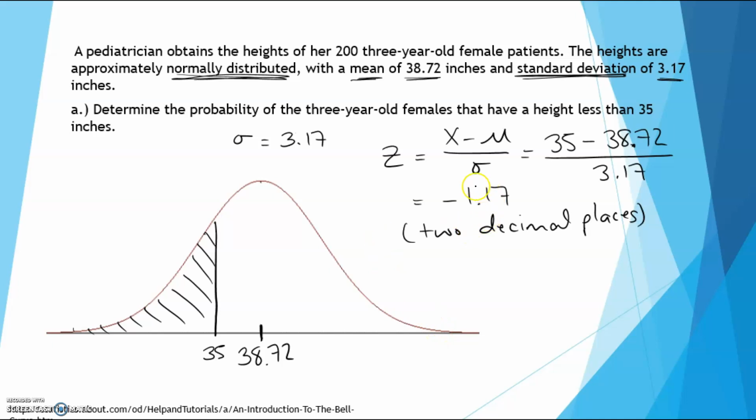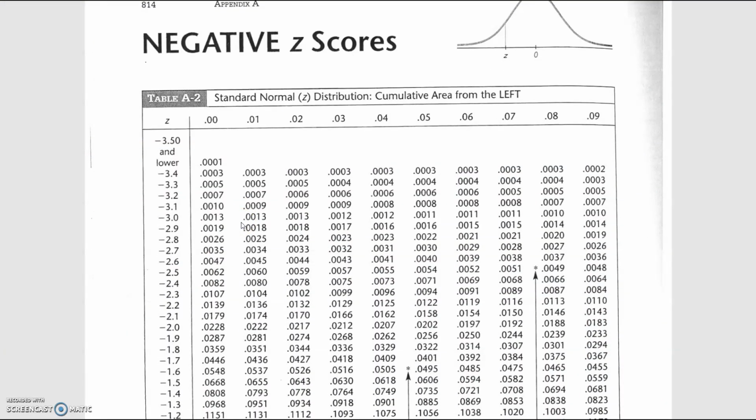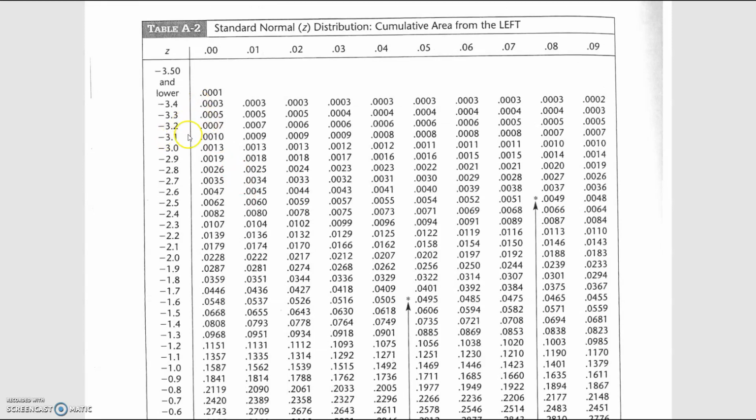Okay, so I'm going to use that negative 1.17, and I'm going to go back to my z-score table. I need to be on the negative side. All right, so negative 1.1 right there. And then I need 7. So 0, 1, 2, 3, 4, 5. There's 7. Where they intersect, that's going to be my number. Right there. So 0.1210.